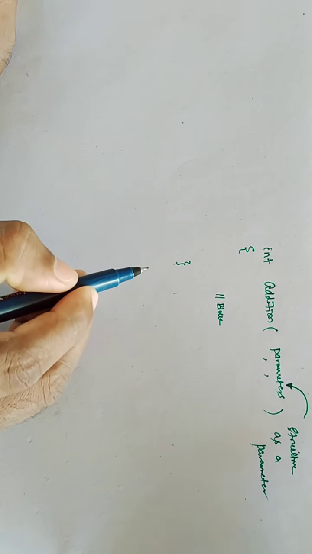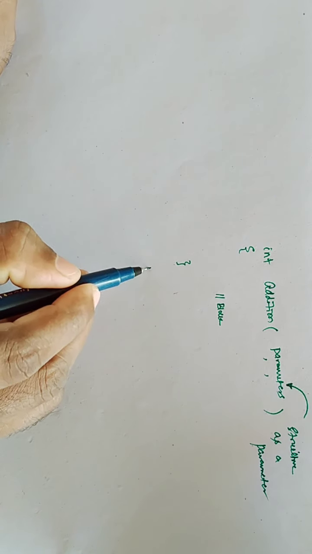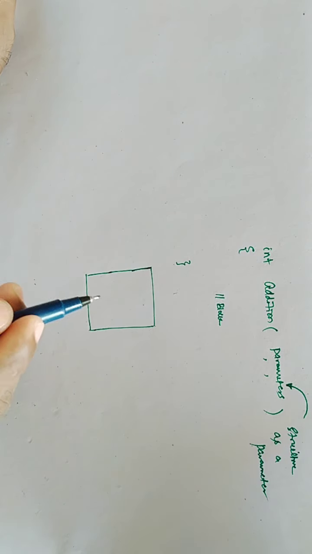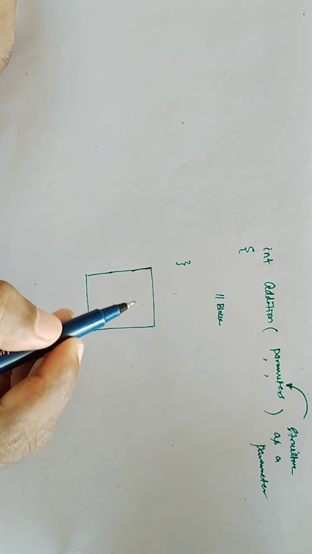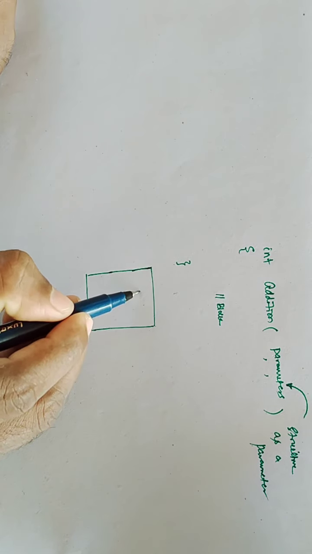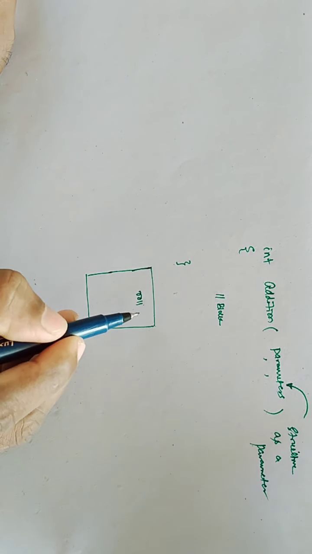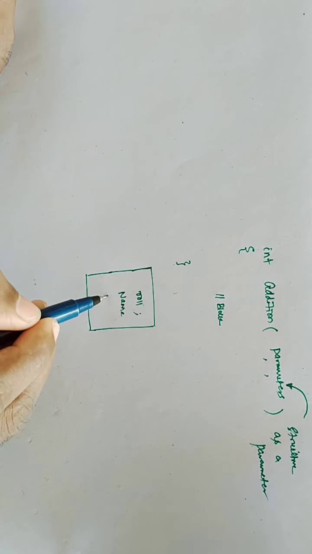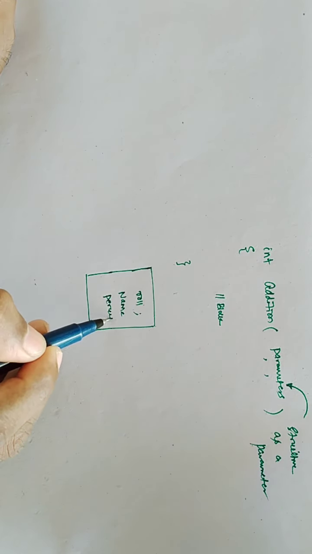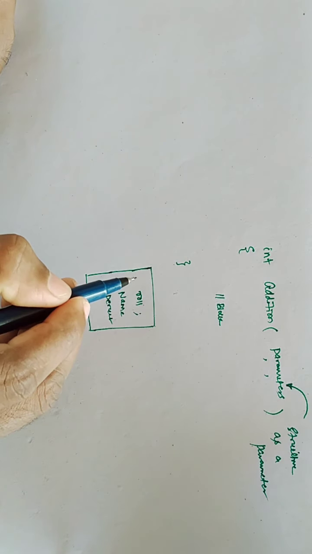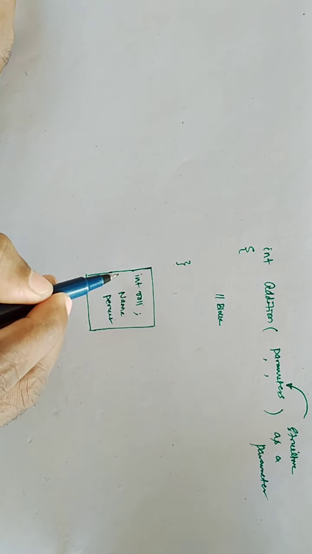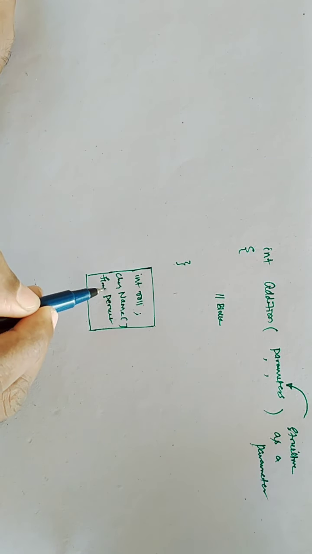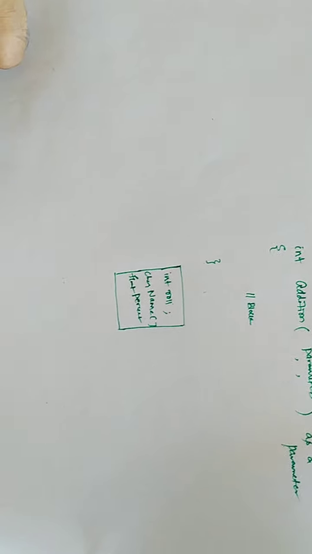For example, yesterday we discussed the student database, right? In the student database I am taking three elements. One is roll number, second one is name, third one is, let us say, percentage. For simplicity I am taking three elements only, right? Roll is of what type? Integer type. Name is of what type? Character array. And percentage is of what type? Float type.